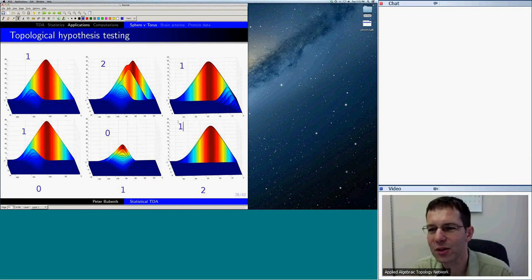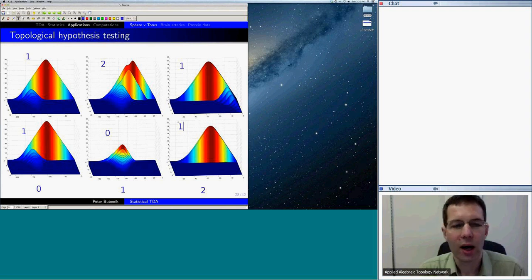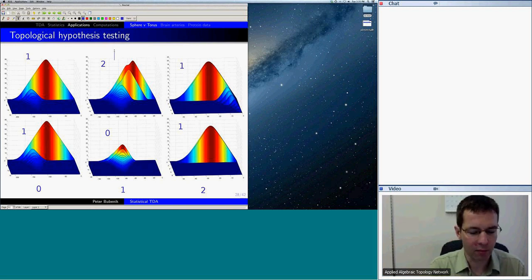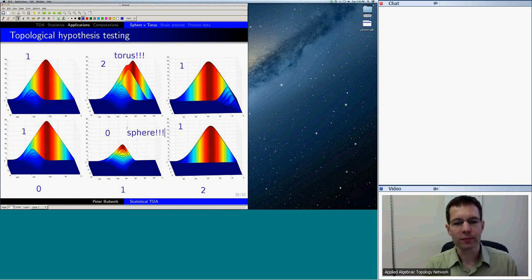I give you a big hint as to which one is which now, as we've recovered the Betti numbers of the torus and the sphere. So here we have the Betti numbers for, not the sphere, the torus, and at the bottom we have the Betti numbers for the sphere.